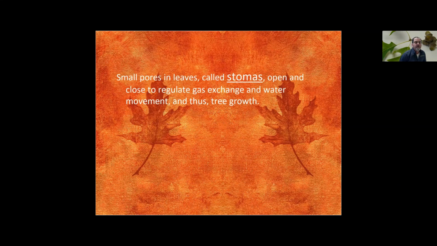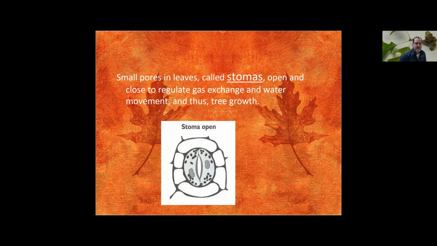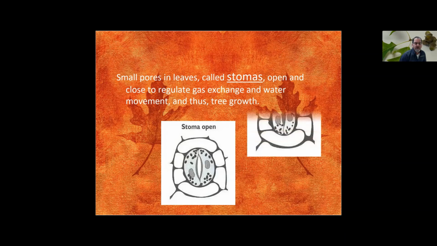Small pores in the leaves are called stomas, and they open and close to regulate both gas exchange and water movement, and thus tree growth. This would be a stoma that's open. It is transpiring, water would be passing through that, and this would be a stoma that would be closed.